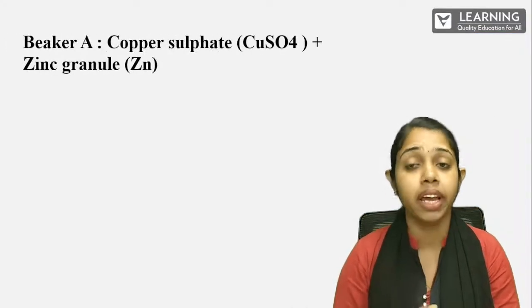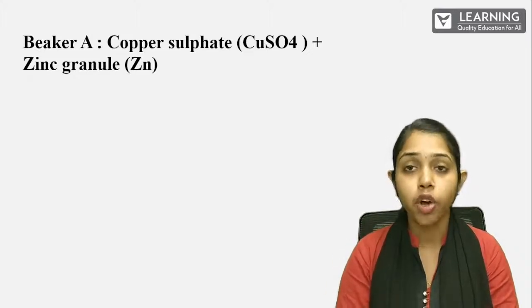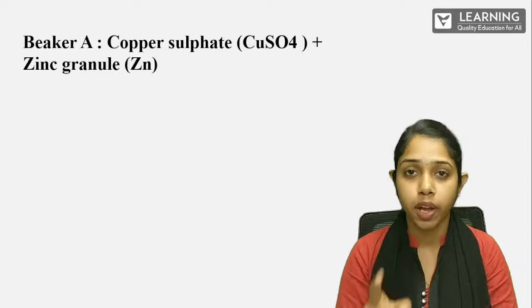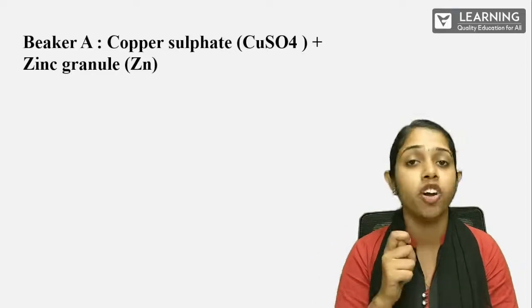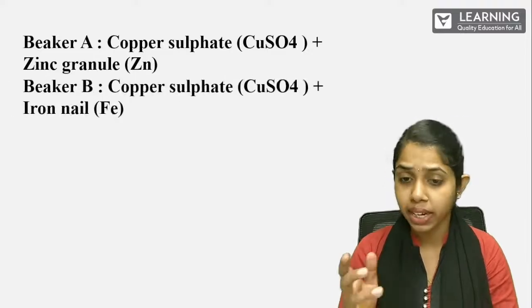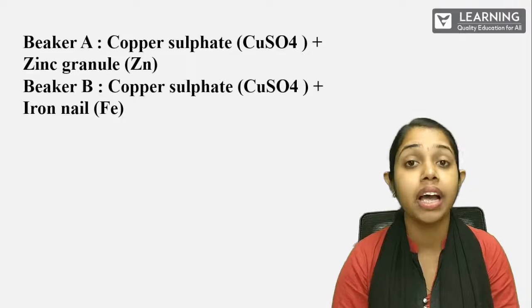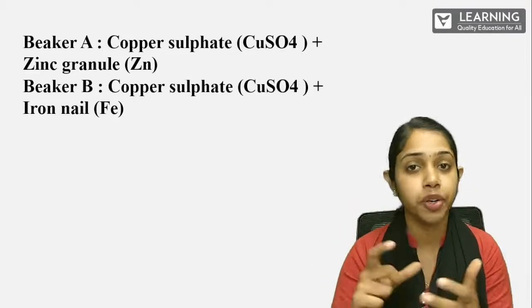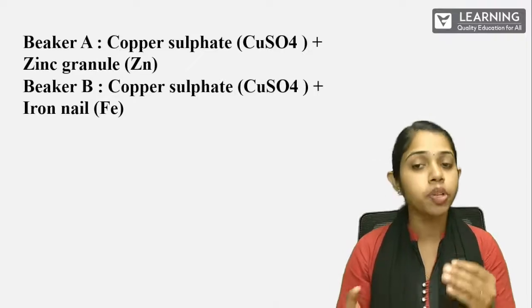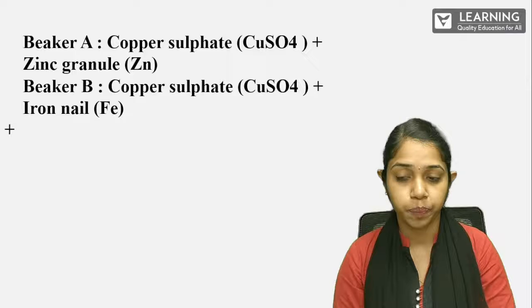In beaker A, we are going to put copper sulphate, CuSO4, along with zinc metal. So I hope you all have understood. In A, we have copper sulphate and also zinc. And in the next beaker, beaker B, we are putting copper sulphate along with an iron nail. We all know the iron nail, right? We use it on a day-to-day basis. So put the copper sulphate and an iron nail in your second beaker.